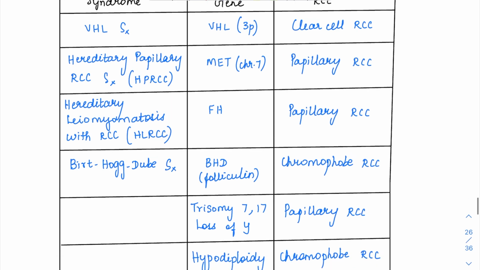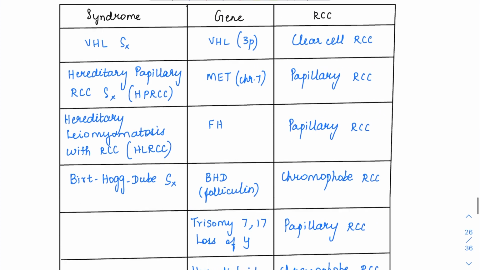We'll see that. So the first syndrome will be VHL syndrome, which is von Hippel-Lindau syndrome. So we all know VHL syndrome, the gene which is deleted here is on chromosome 3p. So the VHL gene which is present on chromosome 3p is going to be deleted, and here they can have multiple tumors.